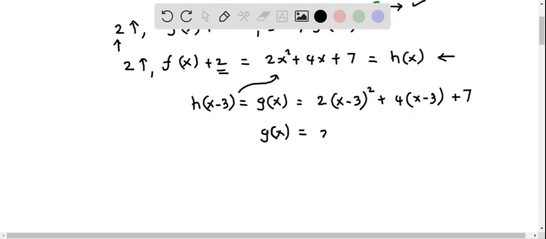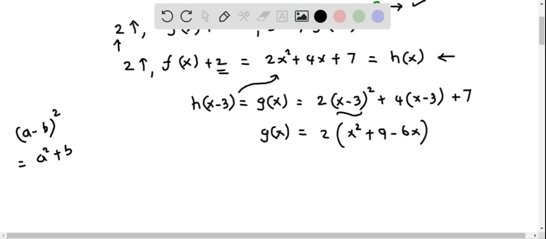I'm going to expand this binomial square. This will be x squared plus 9 minus 6x, if we use the binomial square identity, that is a minus b quantity squared equals a squared plus b squared minus 2 times ab. I'm using this one, and I can distribute this 4. So this will be 4x minus 12 plus 7. Now let me distribute this 2 inside the terms in the bracket.